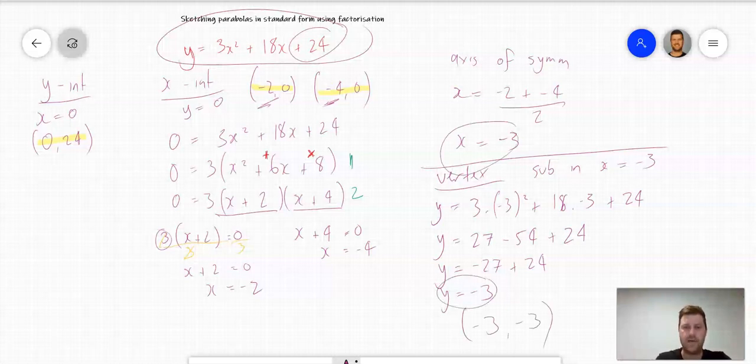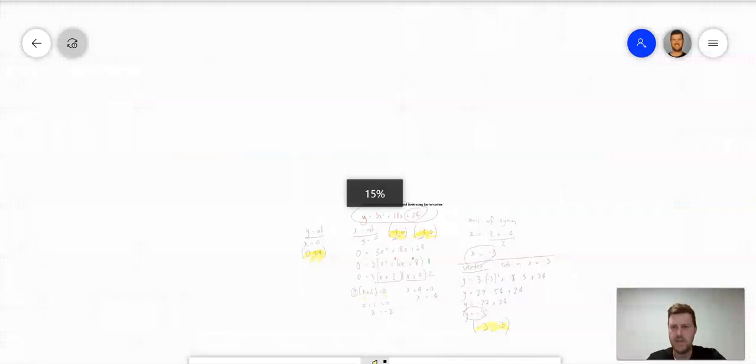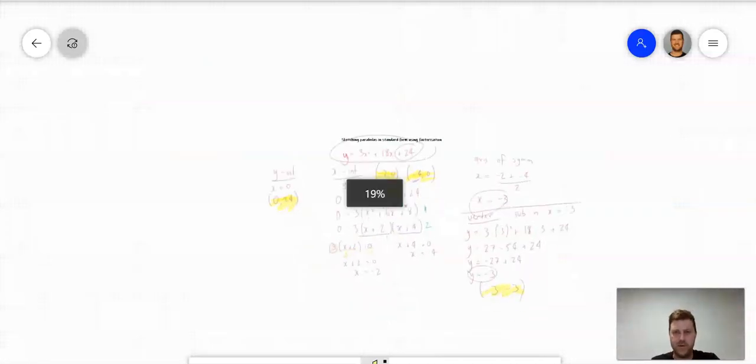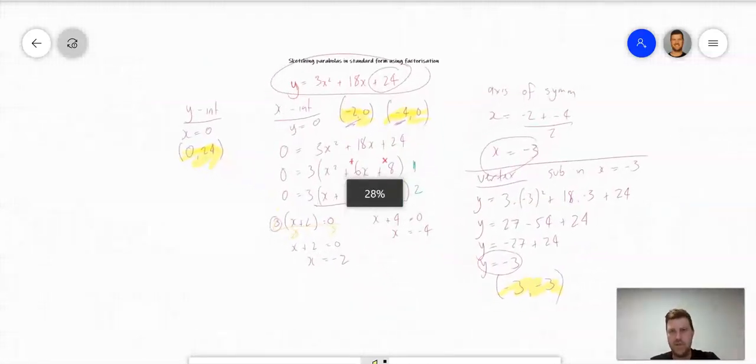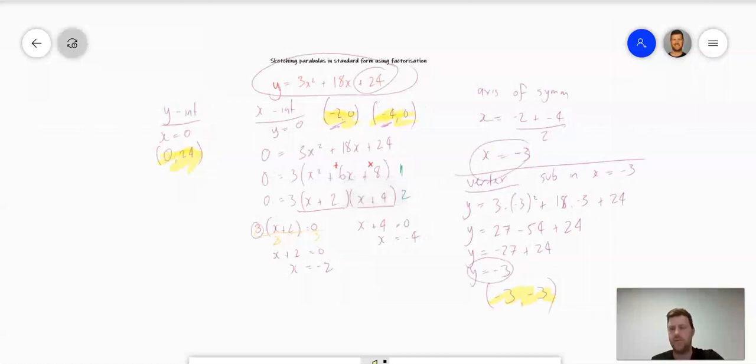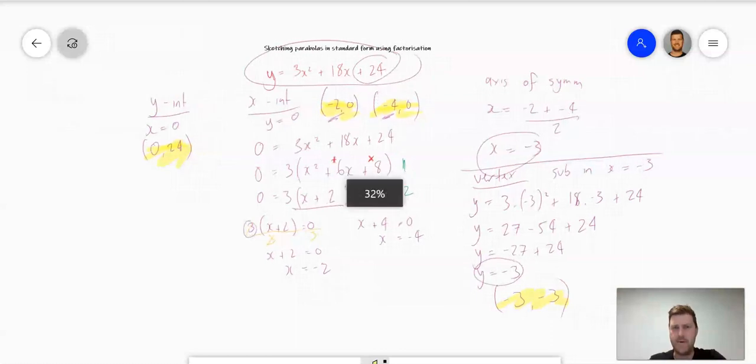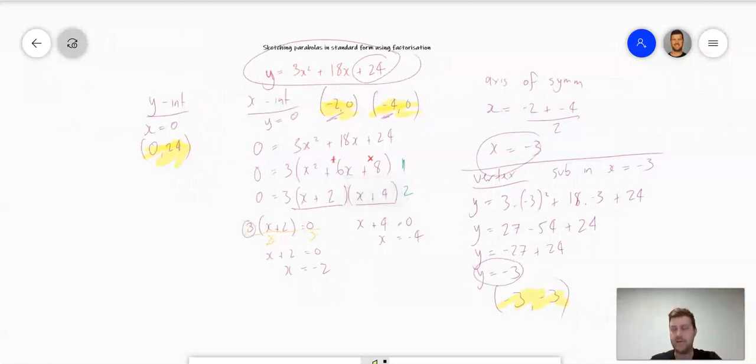Okay, so there you have it, guys. I've got my Y-intercept, X-intercepts, and vertex. All the key features you need to draw your parabola, or sketch your parabola, rather. I'm not going to sketch it on a set of axes, but hopefully that's not too foreign to you. Once you've got those key features, that's pretty straightforward, I would have thought. So there you go, guys. Sketching a parabola in standard form.